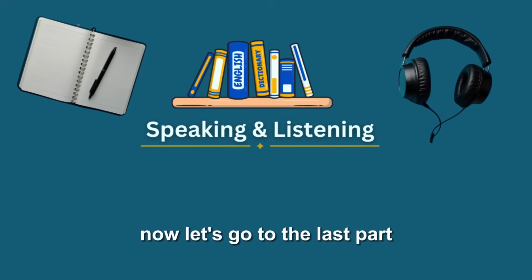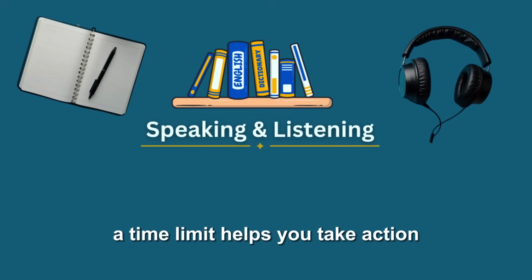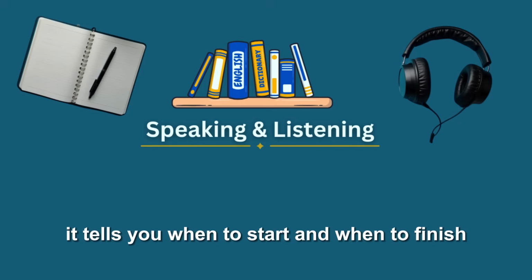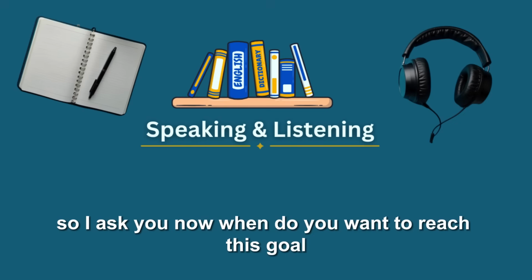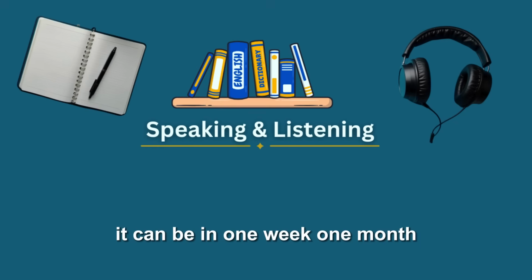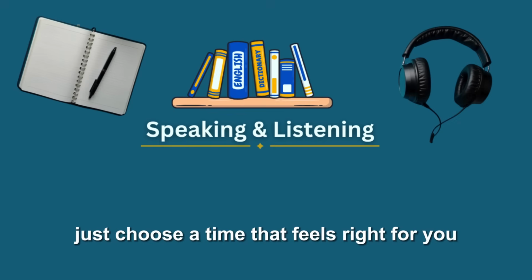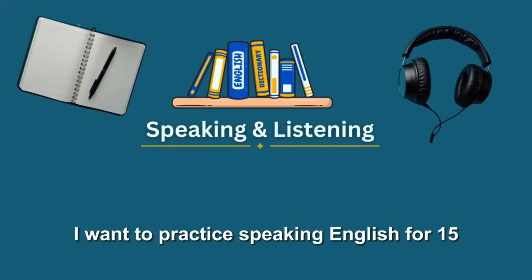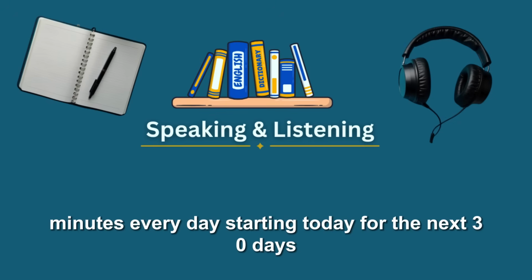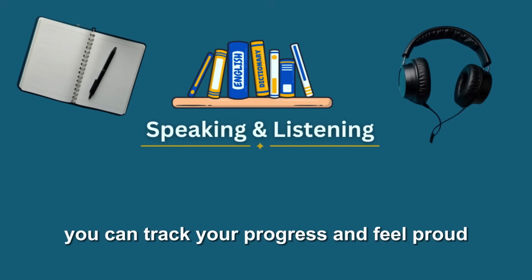Now let's go to the last part. Time-bound. This means your goal needs a deadline. A time limit helps you take action. It tells you when to start and when to finish. So I ask you now, when do you want to reach this goal? It can be in 1 week, 1 month, or maybe 3 months. Just choose a time that feels right for you. For example, you can say, I want to practice speaking English for 15 minutes every day, starting today for the next 30 days. Now you have a finish line. You can track your progress and feel proud.